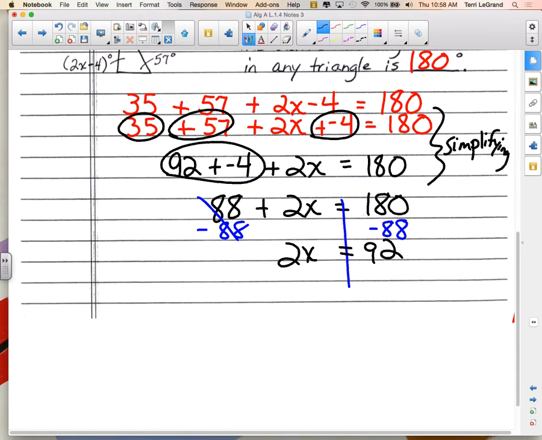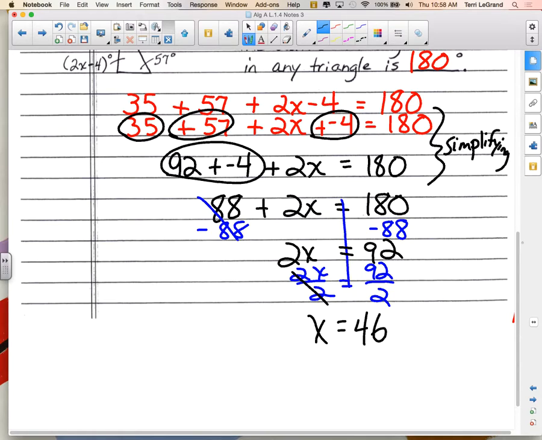Okay, so now what are we going to do next? Divide 2 by 45. Well, it actually goes the other way around. No, I like it, but you're just saying it wrong. So divide both sides by 2. Now, yeah, there you go. 2x divided by 2 and 92 divided by 2. And x is going to be equal to 46. Okay.